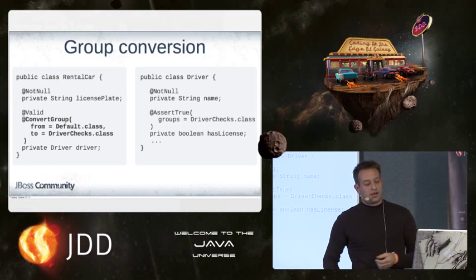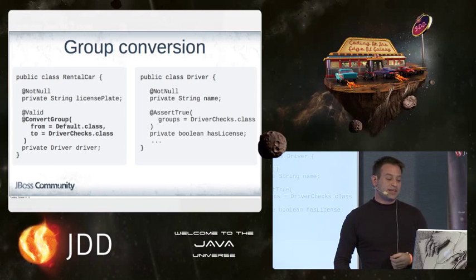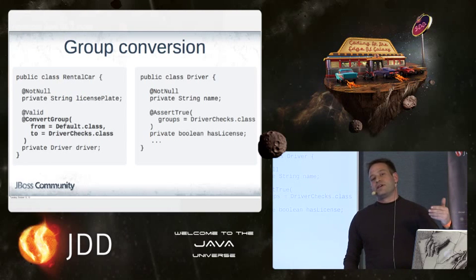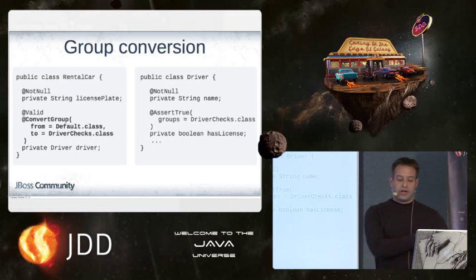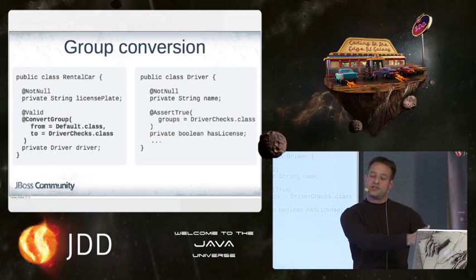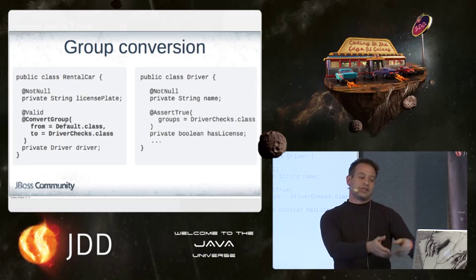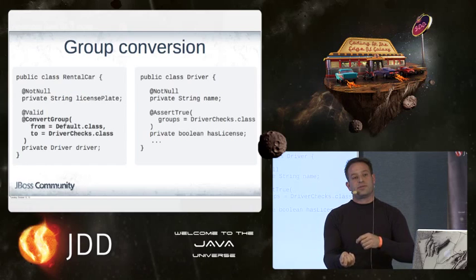And that's where the convert group came in. You can basically say, if rental car is validated in the default group, and I'm crossing the boundary to driver, then DriverChecks should be validated.